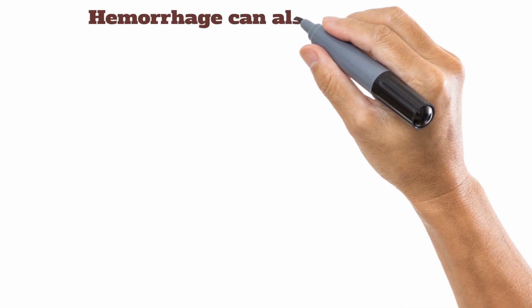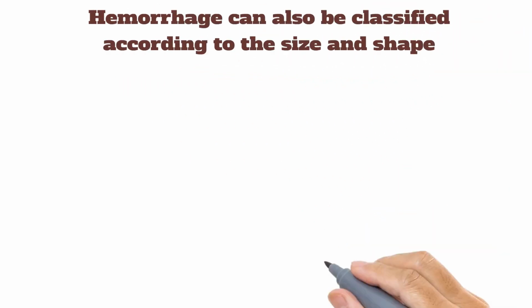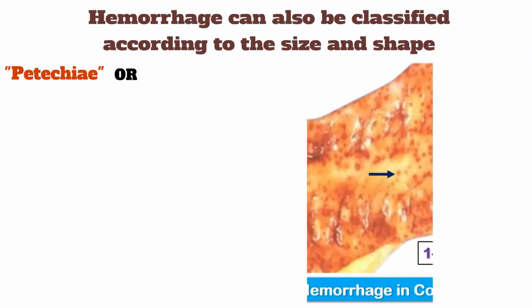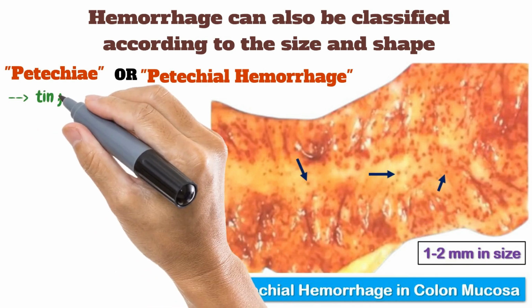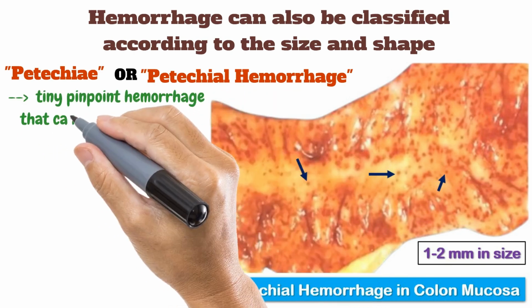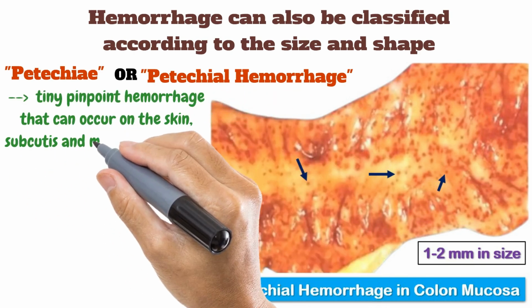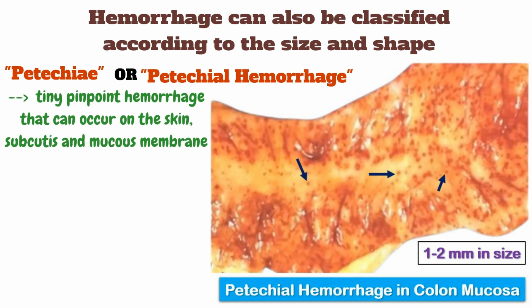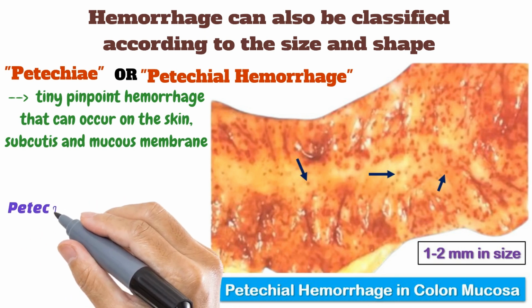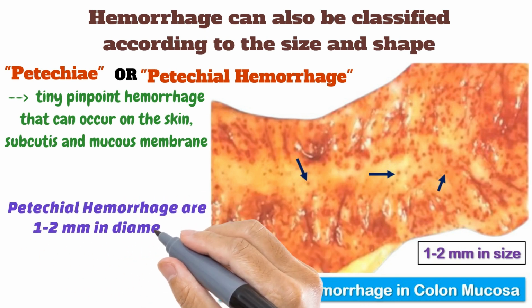Hemorrhage can also be classified according to size and shape, in which petechiae or petechial hemorrhage means tiny pinpoint hemorrhage that can occur on the skin, subcutaneous tissue and mucous membrane, exactly as shown in the picture. Petechial hemorrhages are 1 to 2 mm in diameter. Next is purpura hemorrhage.